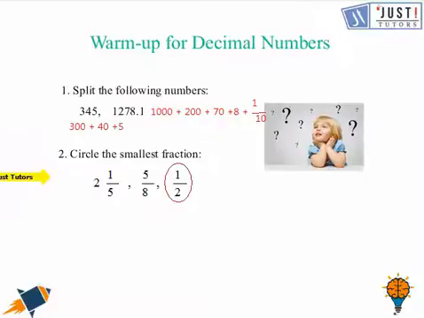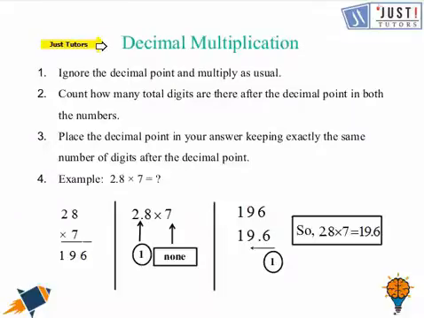Now let's move on to the topic for today, which is decimal multiplication. So let's start with an example, which is 2.8 times 7. So the first step says to ignore the decimal points completely and go on with the multiplication problem. As you can see here, we have done 28 times 7, which is 196. Now, point number 2 says to count the number of digits that are after the decimal point in both the numbers, which is 2.8 and 7.